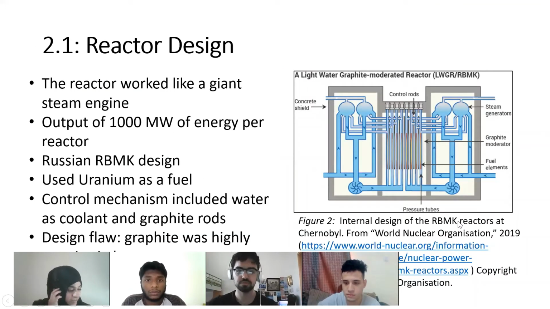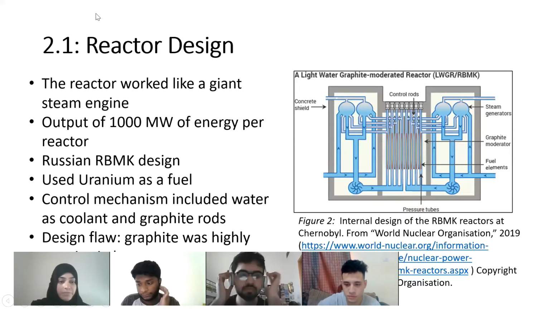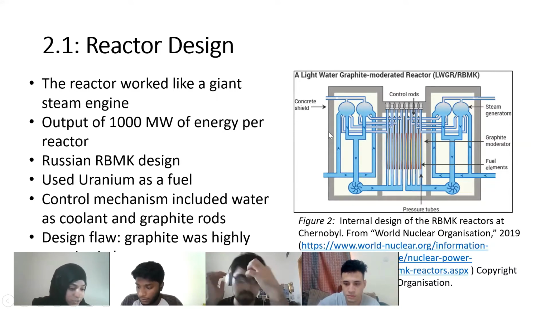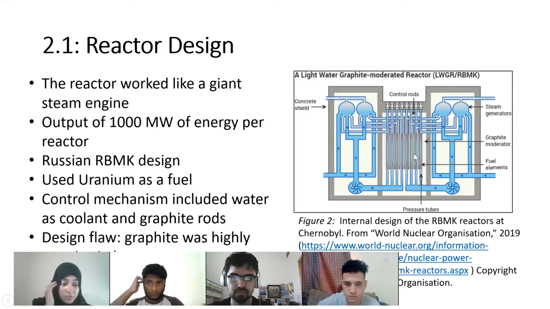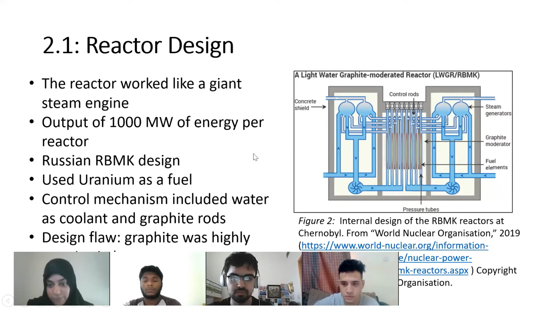Now, this reactor design works essentially like a giant steam engine. What happened here was uranium was used as a fuel, and it was superheated so that water that came in through here became steam up here, and it rotated giant turbines up here. And uranium pellets were used as a fuel that you can see in this diagram as red tubes here. They were held up by pressure tubes, and there was a control mechanism in place as well.